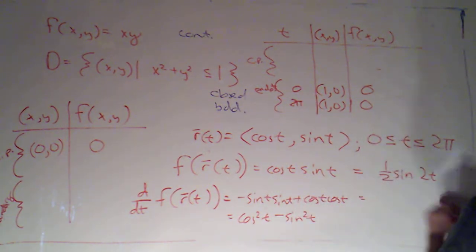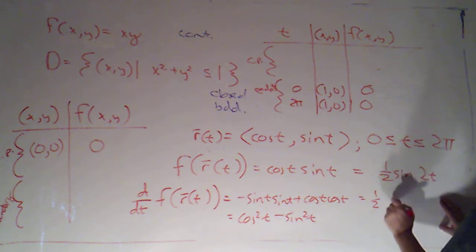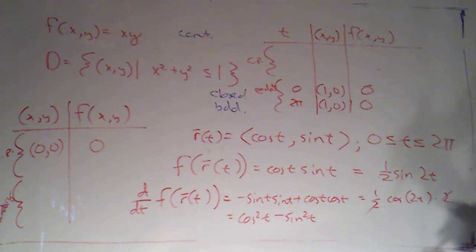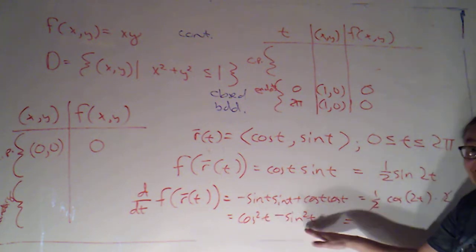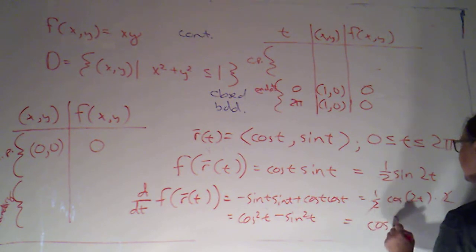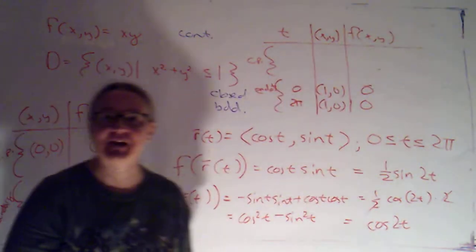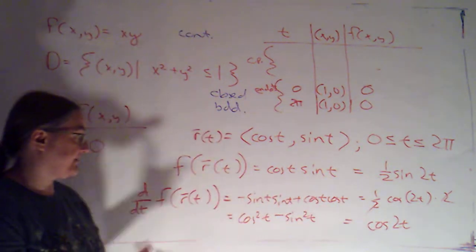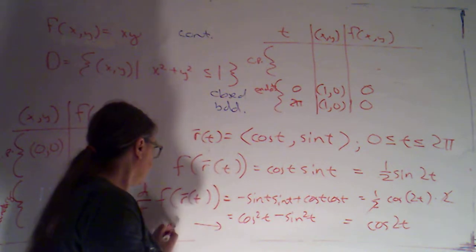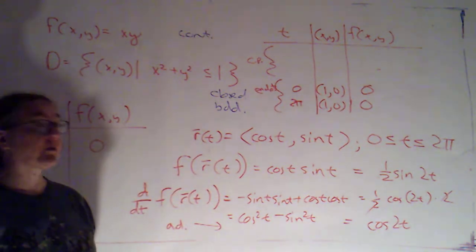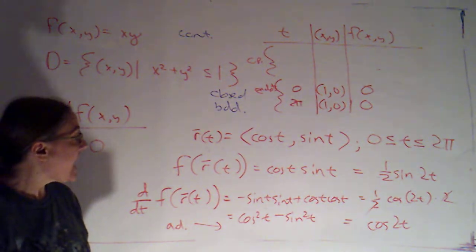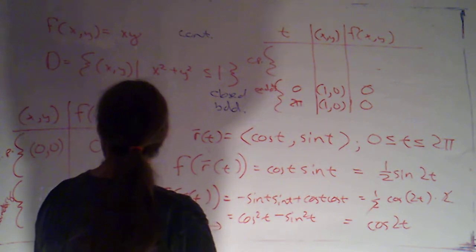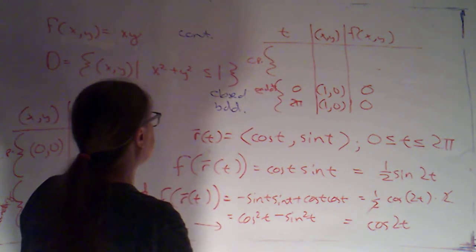If I work with this version, I'd be getting 1/2 of cosine of 2t times 2, and that 2 would cancel. This happens to be, cosine squared t minus sine squared t, the double angle formula for cosine. So, excellent, I can work with either version of this derivative. Notice, it's always defined. So then it's just a question of where it is equal to 0. I'm actually going to go ahead and work with this version, cosine squared minus sine squared.